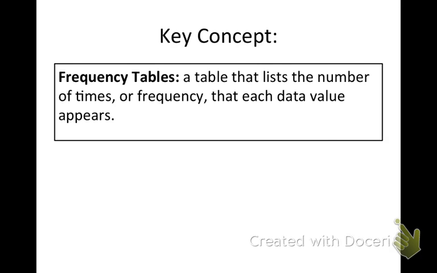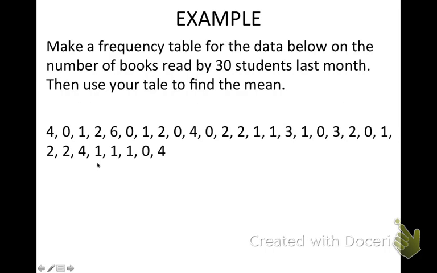All right, so if I give you the following set of data, don't write all this down. We'll just go through it and make the table together. I'm going to make a frequency table for the data below, which is the number of books read by 30 students. So right here is our 30 students. Well, what's the smallest number of books that have been read? 0. Shame on those students, right?